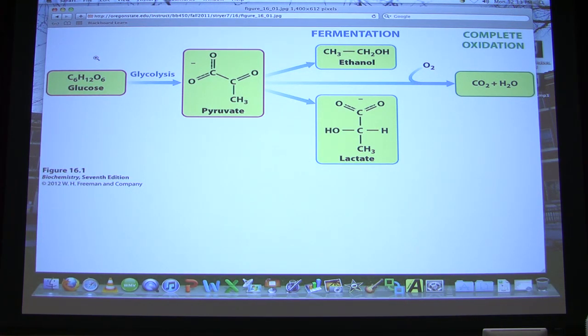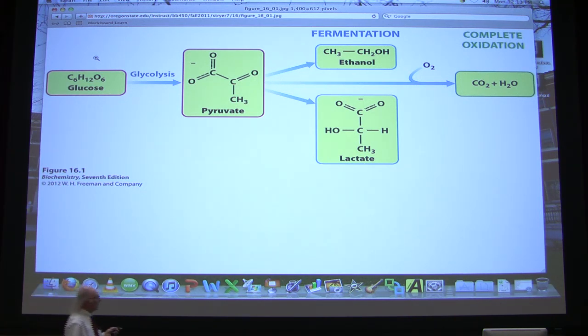Pyruvate, most commonly, when we're talking about aerobic metabolism, goes to acetyl-CoA. And it's not even shown on here, but acetyl-CoA is an intermediate. Acetyl-CoA plus oxygen ultimately leads to carbon dioxide plus water. So the first and most common direction is to go where oxygen is available, and it goes to acetyl-CoA. We'll see how that acetyl-CoA gets used next term. But this pathway, this very first and most important pathway, requires oxygen.